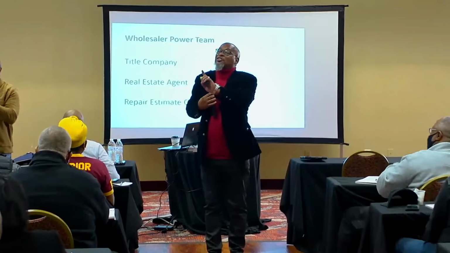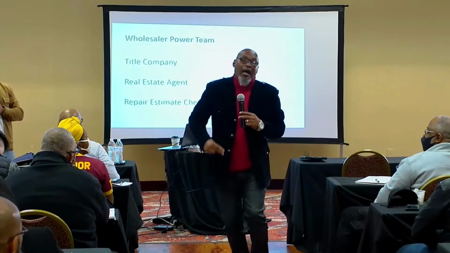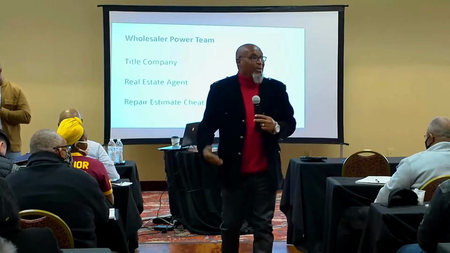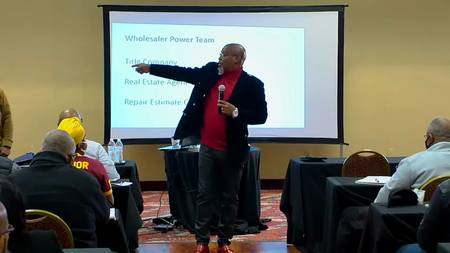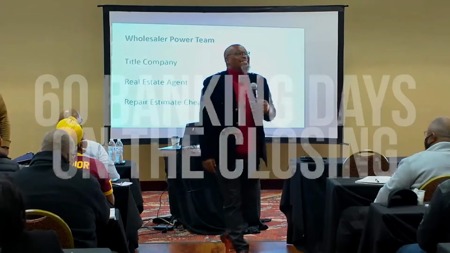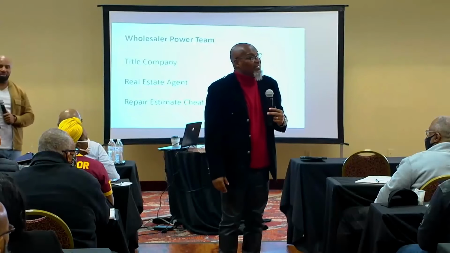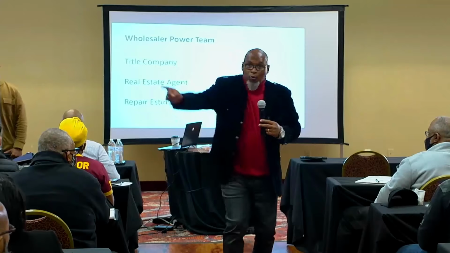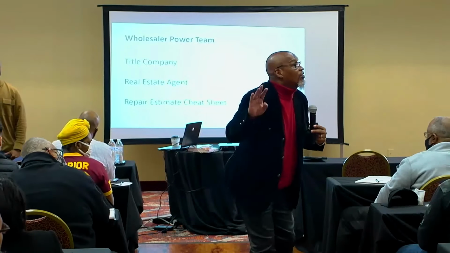And here's the thing about it, this is a perfect example. George has already given us how many extensions? 2 extensions, because we had an issue with title. And now, this goes to your point, we got 60 banking days on the closing. That's a total of 90 days. So I've only been under contract with George for 4 weeks.